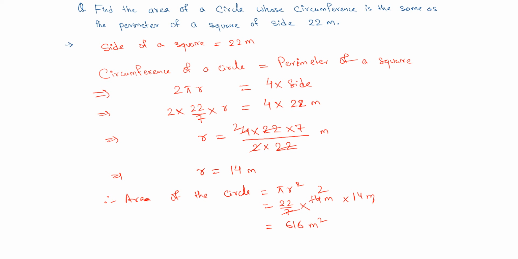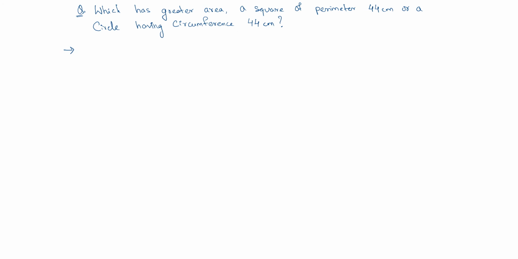Now let's move on to the next question. The next question is, which has greater area? A square of perimeter 44 centimeter or a circle having circumference 44 centimeter? So here you have to compare the area of a square and a circle, and you have to find out which has greater area. Now in order to compare, first we need to calculate the area.